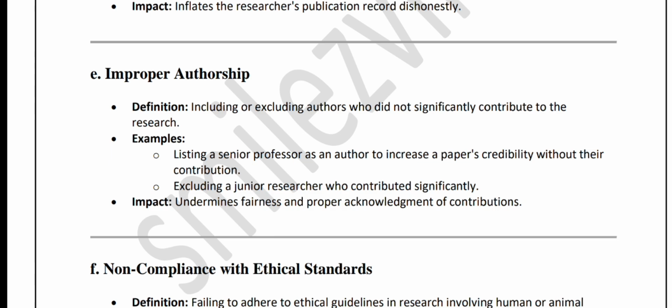Examples: listing a senior professor as an author to increase the paper's credibility without their contribution. Or someone creates his own book and goes to publish it, but does not mention the authorship or the guidance under which it was created, and no authorship details are uploaded. Then that book has improper authorship.